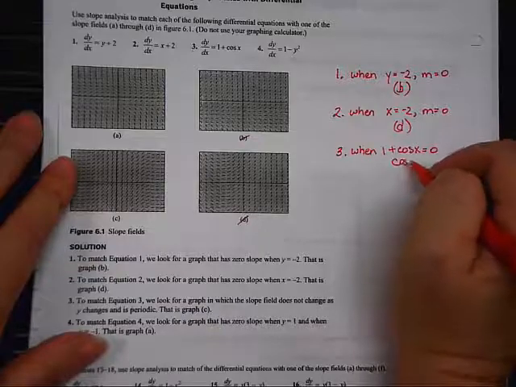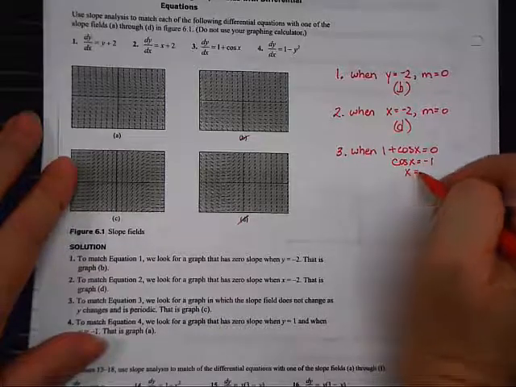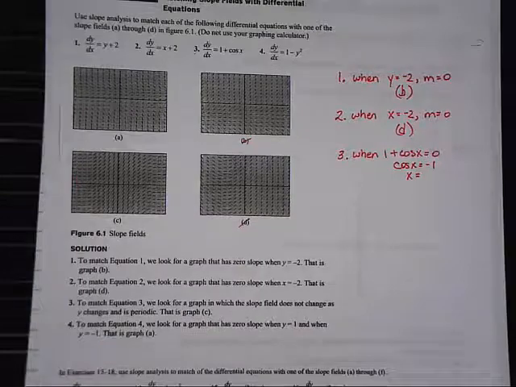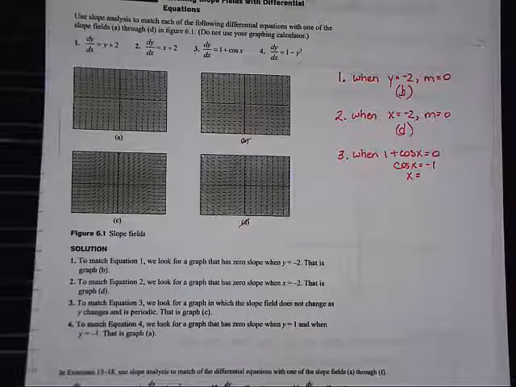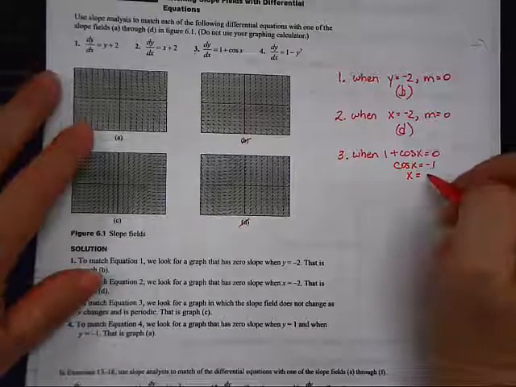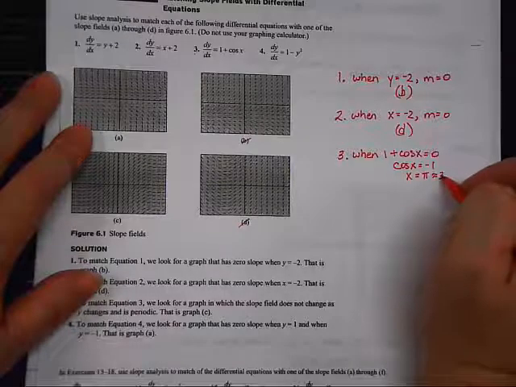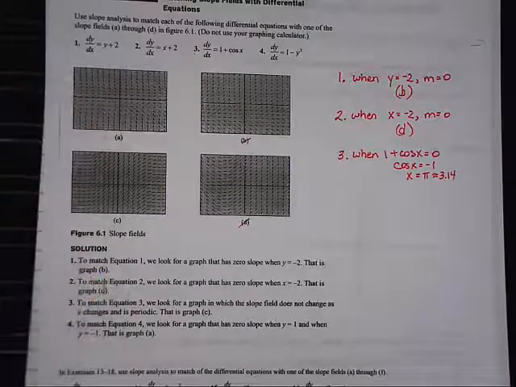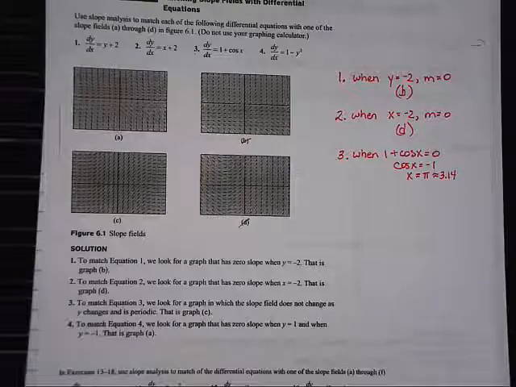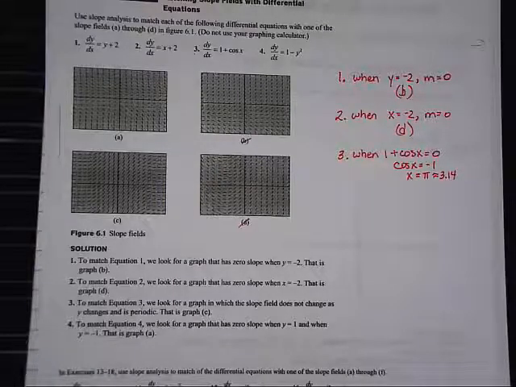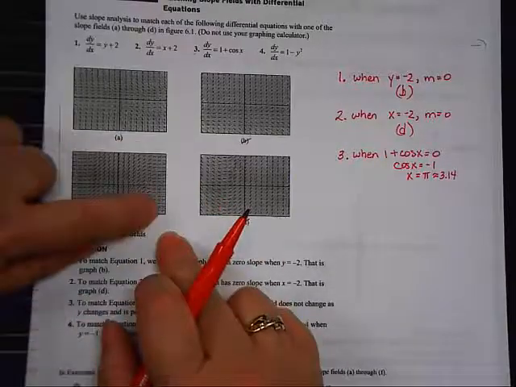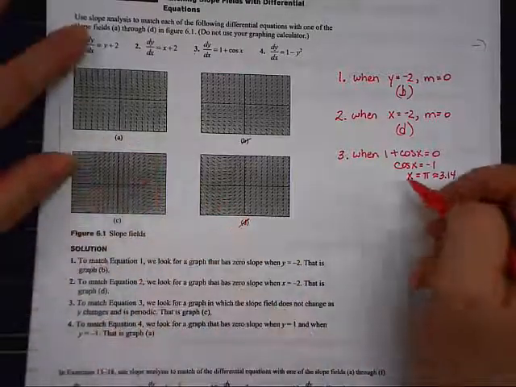Move it over: cosine of x equals -1. Where does cosine equal -1? Think of the unit circle. Pi. At pi, over on the left side. So x equals pi, which is about 3.14. Okay. So between A and C, where does it flatten out at x equals 3.14? It is C because it's flattening way over here. So it is C.